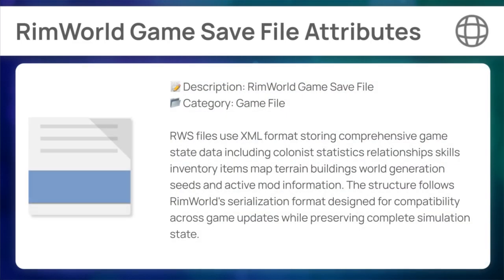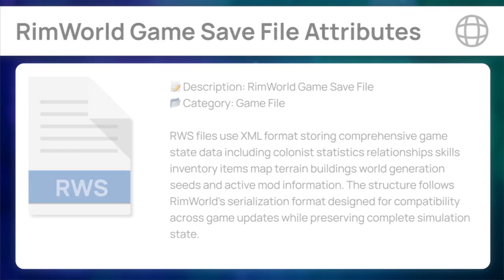RWS files use XML format, storing comprehensive game state data, including colonist statistics, relationships, skills, inventory, items, map terrain, buildings, world generation seeds, and active mod information. The structure follows RimWorld's serialization format, designed for compatibility across game updates while preserving complete simulation state.